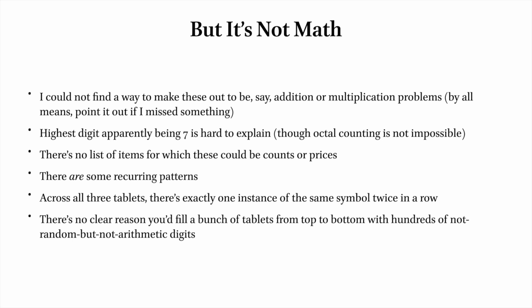The highest digit apparently being 7 is hard to explain, although an octal counting system is not impossible. We invented it for computers for some god-awful reason. And there's no list of items included for which these would be counts or prices. There's a total lack of context. But there are some recurring patterns. And across all 3 tablets, there's exactly 1 instance of the same symbol twice in a row, which seems unlikely. But in the end, there's no clear reason you'd fill a bunch of tablets from top to bottom with hundreds of not random, but not arithmetic digits.